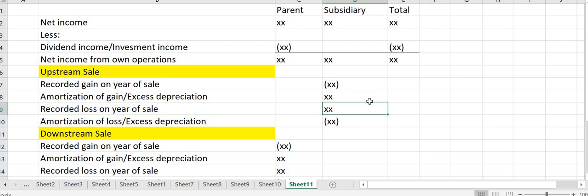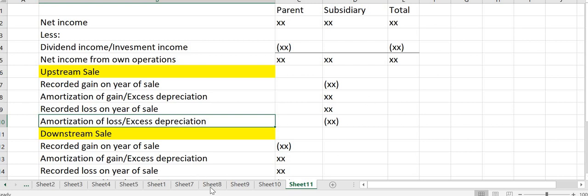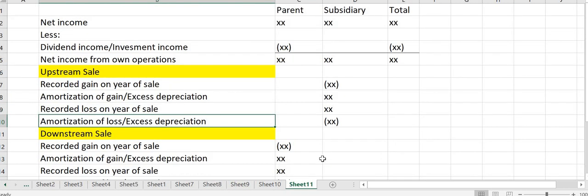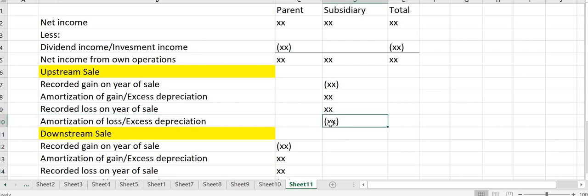And then, yung amortization of loss, di ba? So, we have our entry for the amortization of loss. Yung amortization of loss natin, we've debited depreciation expense kasi nga understated yung depreciation, then we've credited accumulated depreciation. So, anong effect niya in our consolidated net income? Of course, since we've debited it to depreciation expense, mag-reduce ng net income. Okay? So, kaya nga, ang effect niya is deduction.